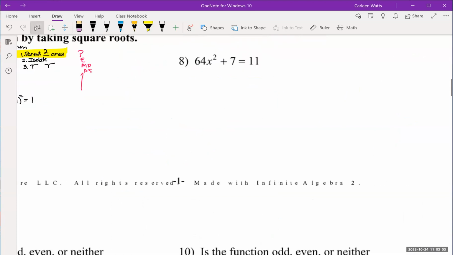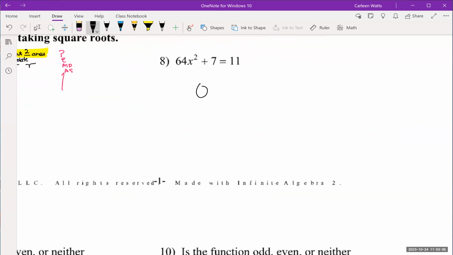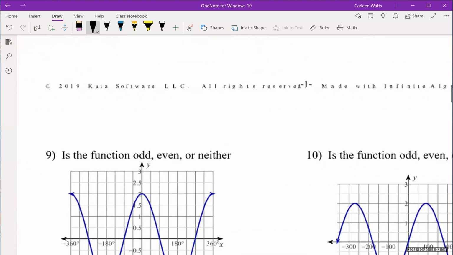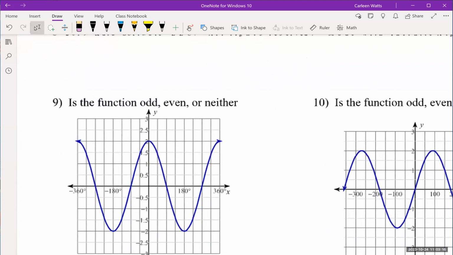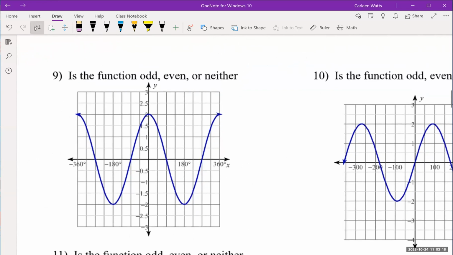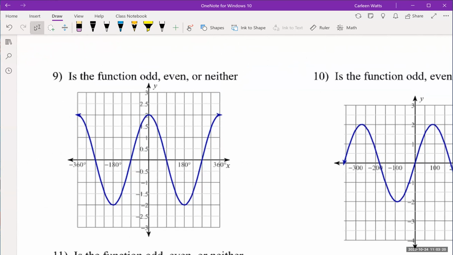Okay, number 8 is on your own. It's going to come out a fraction, but you're going to be okay. Let's move on. Now I'll do these at the end if you want to request them. Okay, odd, even, or neither.